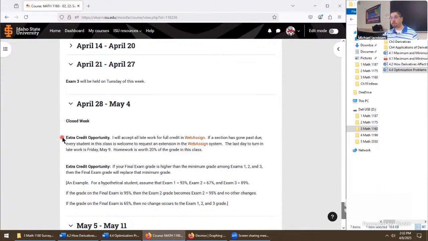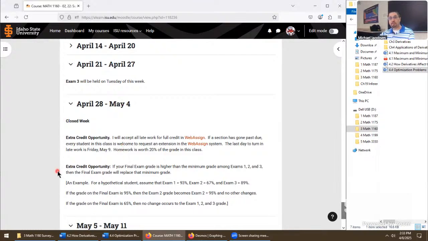Then there's also a couple extra credit opportunities floating around. The first one has really been on the table this whole time. At any point, if you get behind on WebAssign, the due dates there are really just for keeping pace with the course. It's a benchmark you have to pass to be at pace. But any section that has gone late, you can request an extension at any time and complete that work for full credit. If you have any trouble with the extension system of WebAssign, don't hesitate to email me. I'm happy to put that in for you if that's been a little bit bothersome.